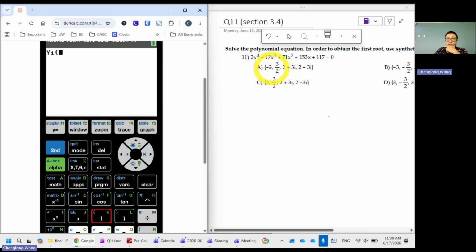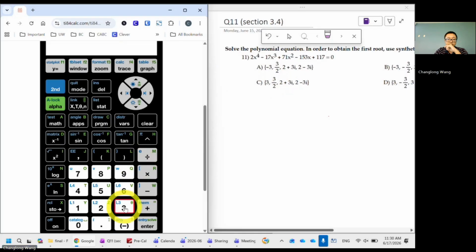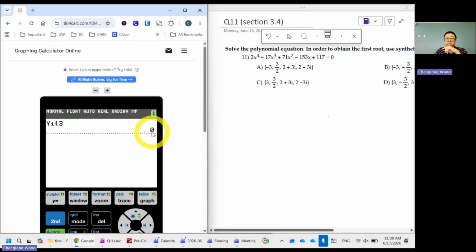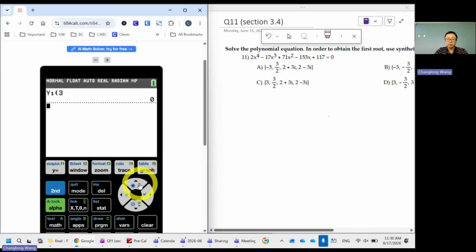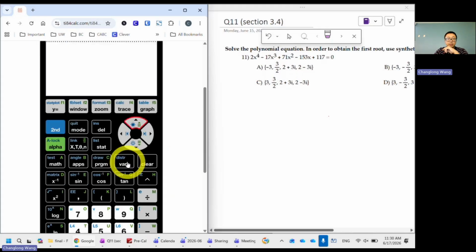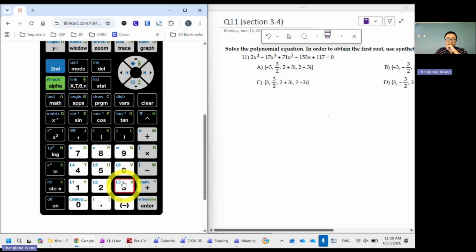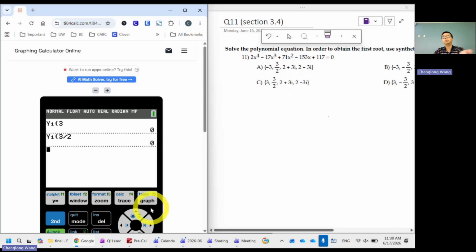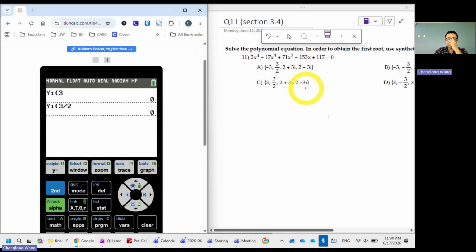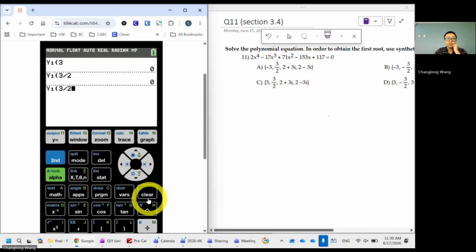Open parentheses. Now let's say type in, we know that 3 is going to work. Let's try 3. Hit enter. It is a 0, right? Then don't go through the variables again. Just go up and highlight the y1. Hit enter, go back and change it to 3/2. Check it. It's a 0. Now the problem is, if you decide to check the imaginary 0, that's not going to work if you do it this way. So let me show you.